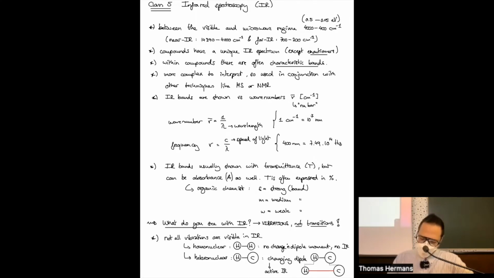So infrared looks at a change in the dipole moment of the bond or the molecule you're looking at. So if you look at a homonuclear compound, for example, hydrogen, which has two hydrogens, and I look at the change in this bond length, so let's say I'm going to stretch the hydrogen bond, then I don't have any change in the dipole moment.